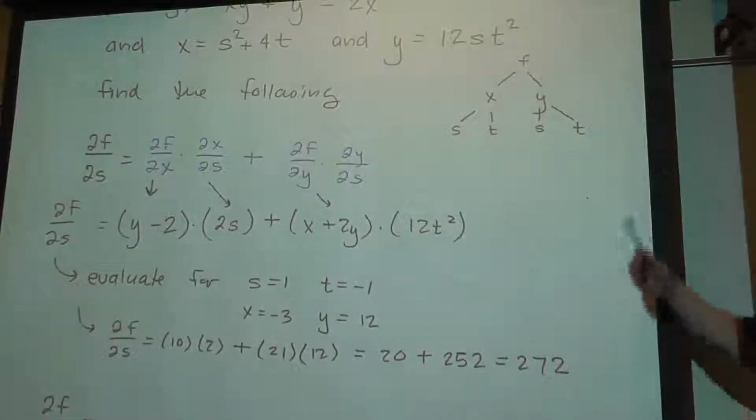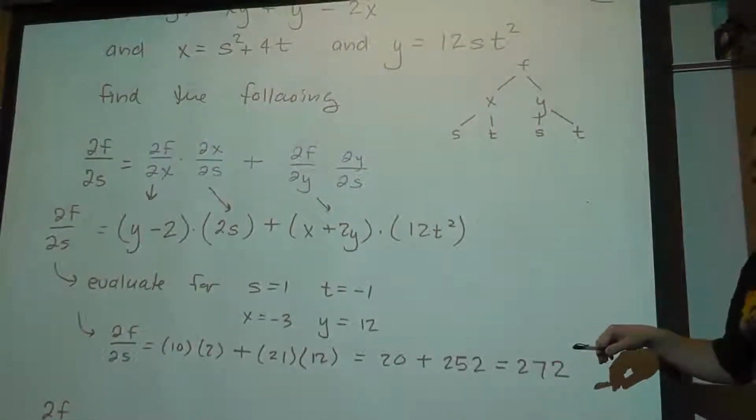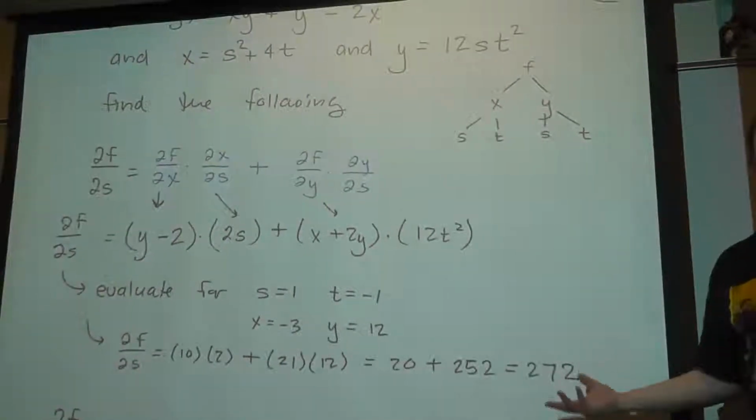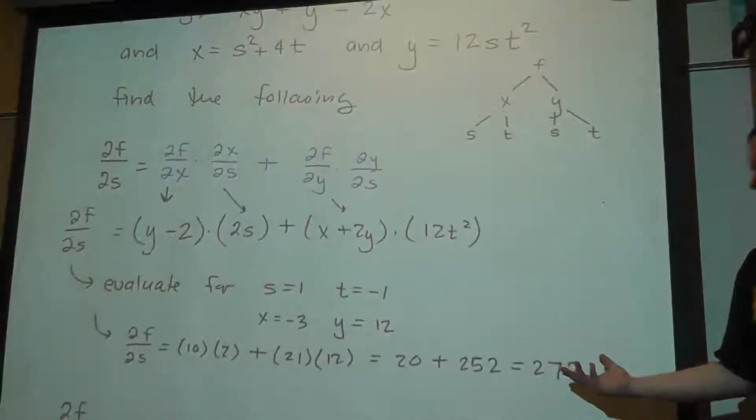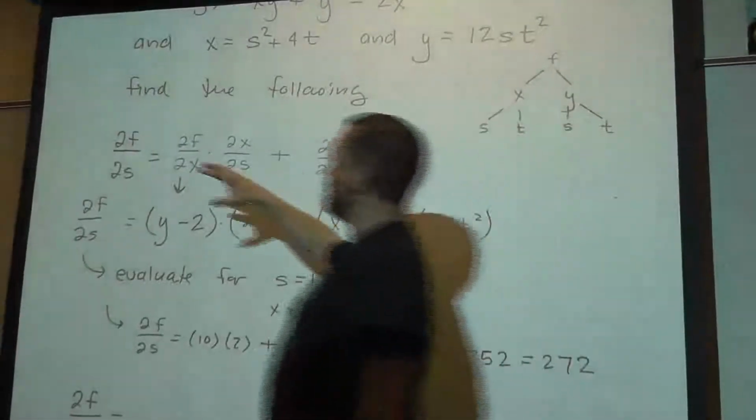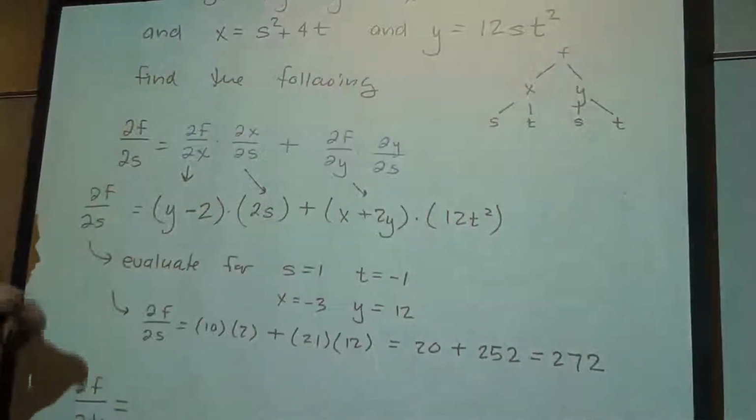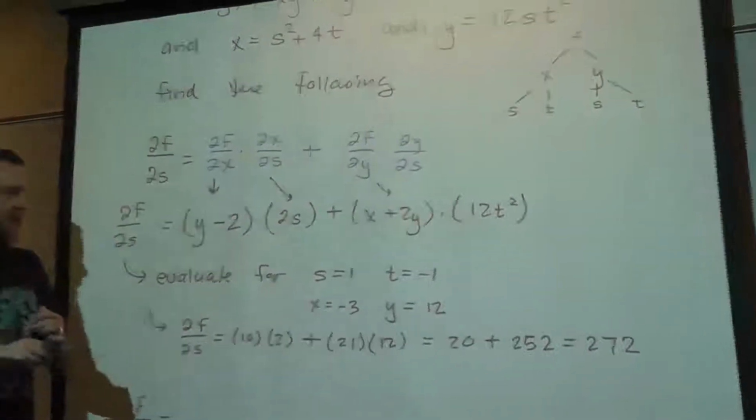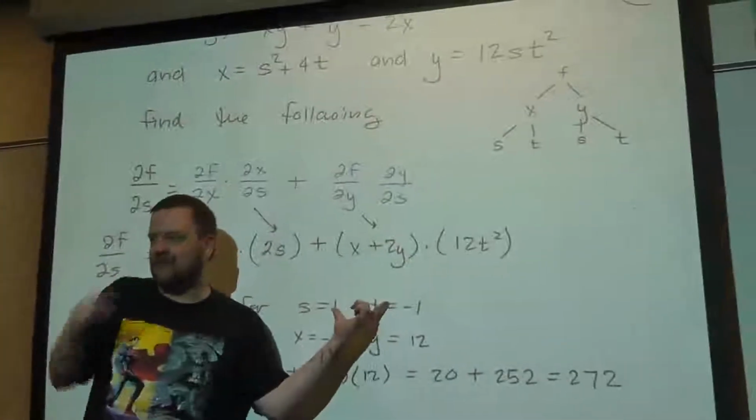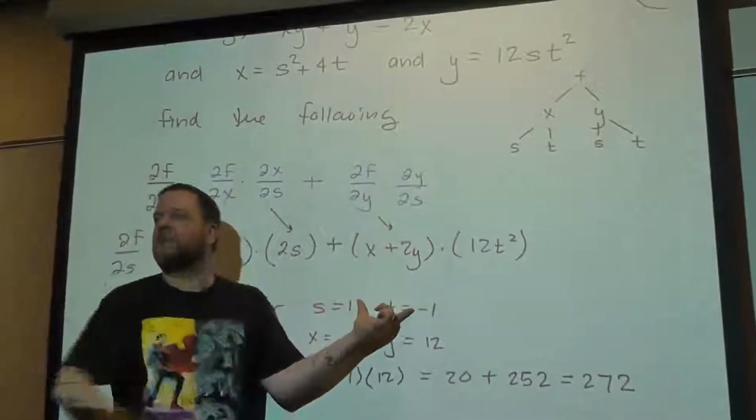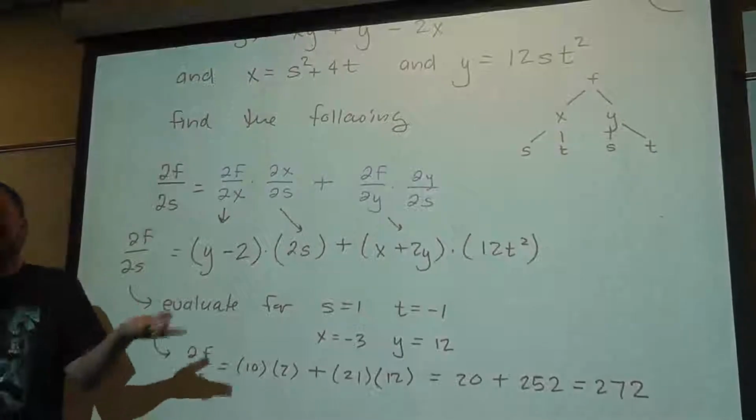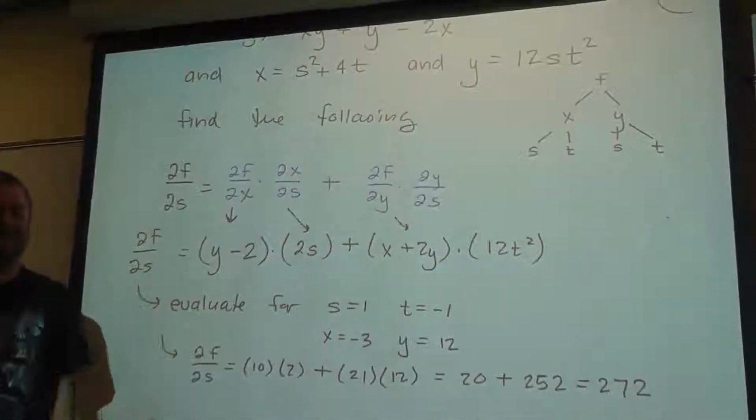So the rate of change of f with respect to s when s is 1 and t equals negative 1 turns out to be this. So an interpretation: the z values of this function, f, are increasing at that rate, 272 z values for every s and t value, 1 unit away from these that you're going in the st direction. Okay, it's just this, just evaluating this expression.